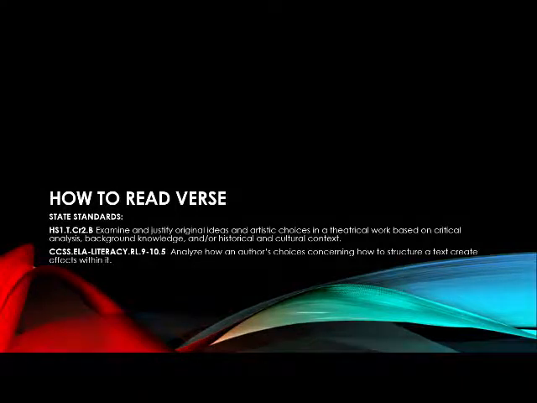How to read verse. State Standard HS1.T.CR2.B. Examine and justify original ideas and artistic choices in a theatrical work based on critical analysis, background knowledge, and/or historical and cultural context. Cross-Cultural State Standard ELA-literacy.RL.9-10.5. Analyze how an author's choices concerning how to structure a text create effects within it.